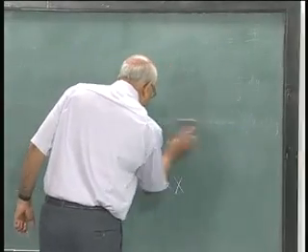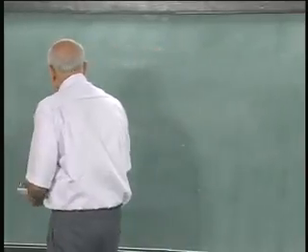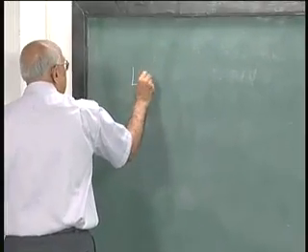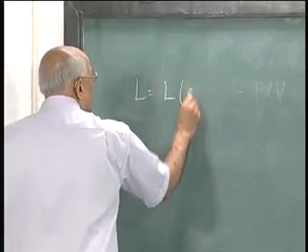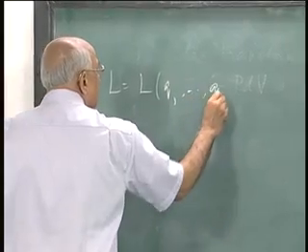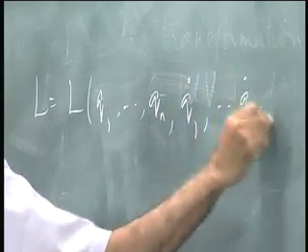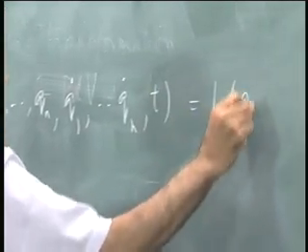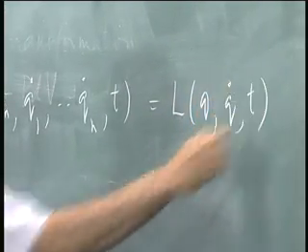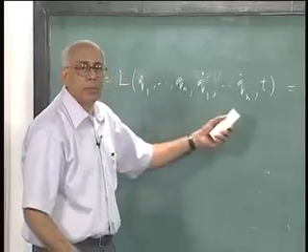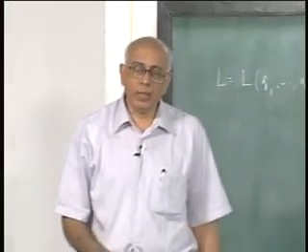Again, let me simplify notation a little bit. Our Lagrangian, which is a function of q1 to qn, q1 dot to qn dot and possibly t, I have written in an abbreviated notation as L of q, q dot and t. It is actually a function of 2n plus 1 variables in general, the generalized coordinates, the generalized velocities and possibly time if it is a non-autonomous system.